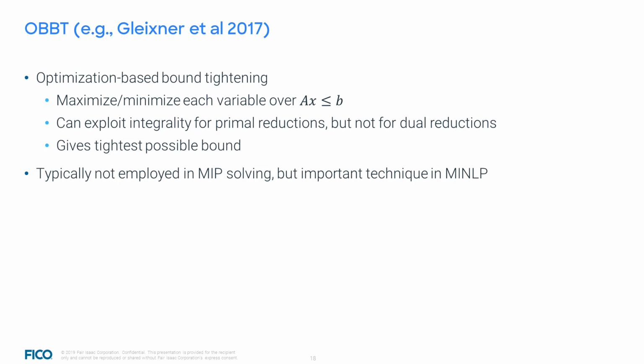The idea is to minimize and maximize each individual variable over the set of feasible solutions, thereby deriving tightest possible bounds. This procedure is typically not applied in MIP solvers, but is used in mixed integer nonlinear programming, where strong bounds play an even more important role than in MIP.